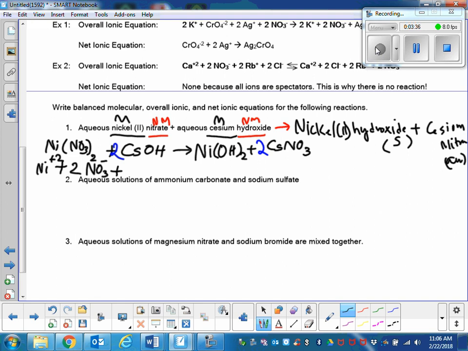Plus, there is a 2 in front of cesium, so it's 2 Cs plus, right? Does the 2 distribute over to the hydroxide also? Is that right? Yeah. Are there 2 OH minus? Is that correct? Yes, John. NO3 is a minus 1 charge. Okay? So that is my reactant side.